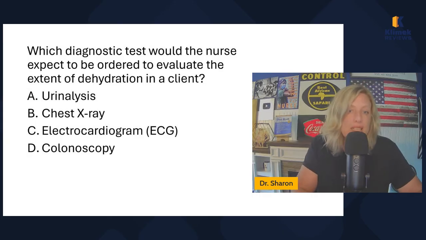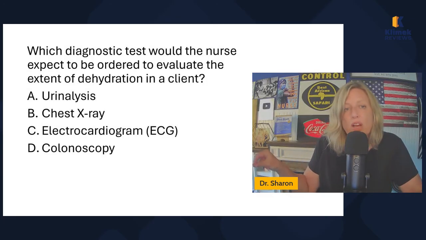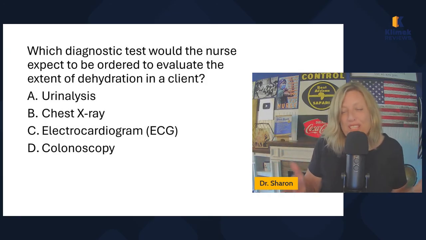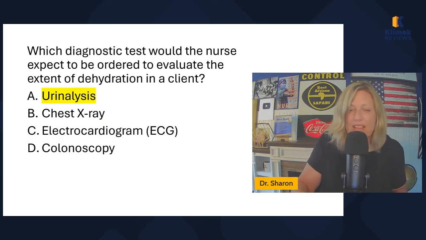Which diagnostic test would the nurse expect to be ordered to evaluate the extent of dehydration? So that's different than the last question. The last question was complications of heart failure, which is pulmonary edema, and you pick it up with the chest x-ray. Here, we want to know how dehydrated they are. Well, what's the best way to determine how dehydrated they are? It's looking at concentration, and we don't look at blood concentration. We look at urine concentration, and we look at it using a urinalysis.